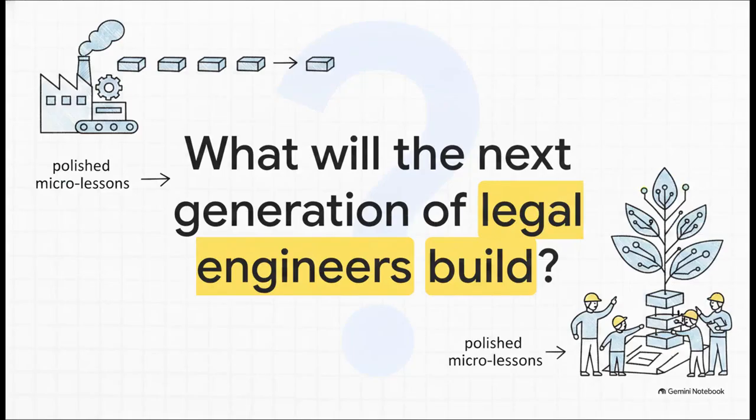Which leaves us with this final thought. We've just shown you the intense process of building a factory to turn chaotic transcripts into 33 polished micro-lessons. But as these finished widgets leave our hands and enter the supply chain of human education, you have to wonder, how will they shape the raw potential of the next generation of legal engineers? What incredible systems will they go on to build in their run?